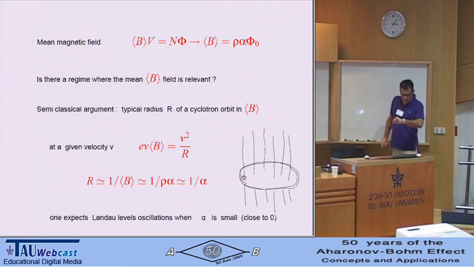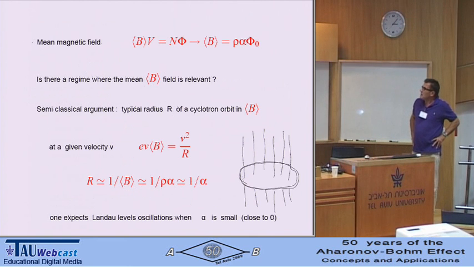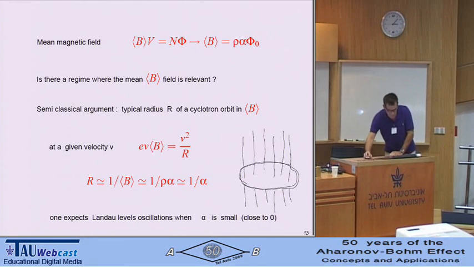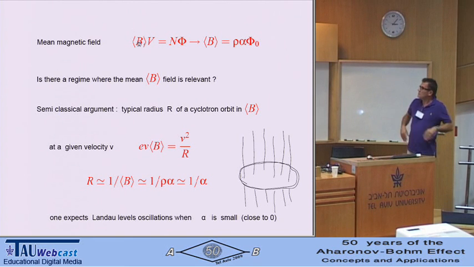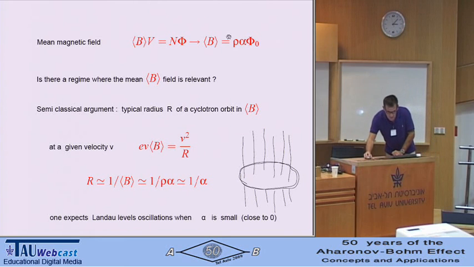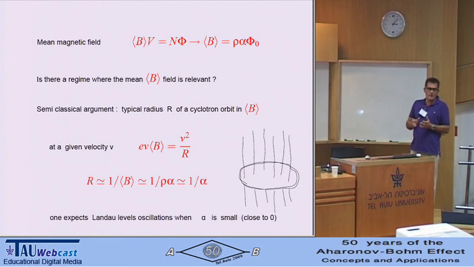So the first question you might ask is: is there a mean magnetic field in this model? If such a field exists, I call it B average, it should be such that its flux through the plane is equal to the number of fluxes we have. So B times V equals N phi, which means that B is rho times alpha phi 0. So basically B is rho alpha.